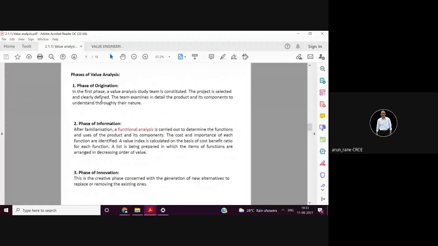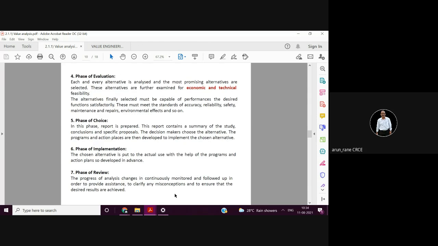Here you have to think. Phase of innovation means what? You have to generate new alternatives to replace or to remove the existing ones or to improve the existing one. That is what is called the phase of innovation.